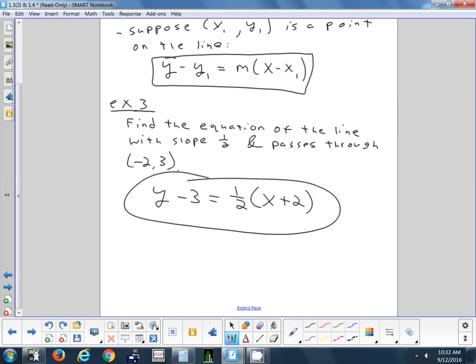If they don't want it in point slope, you could distribute out the 1/2 and then add 3 and change it to y equals mx plus b. Kind of like we did on the last problem. Any questions on how you would distribute and then add 3? Okay, you might have to do that on a test. Okay, you might have an answer like this, but they might ask you to change it to y equals mx plus b.